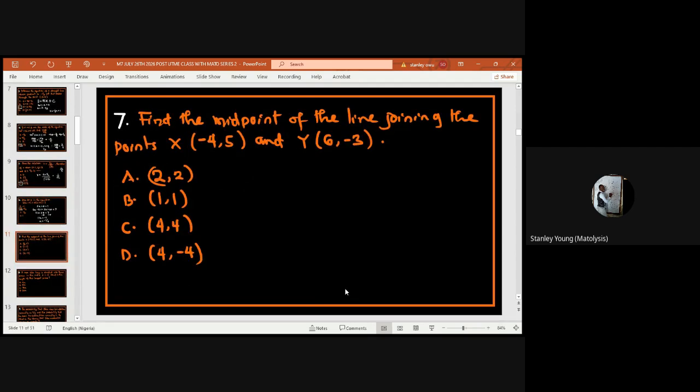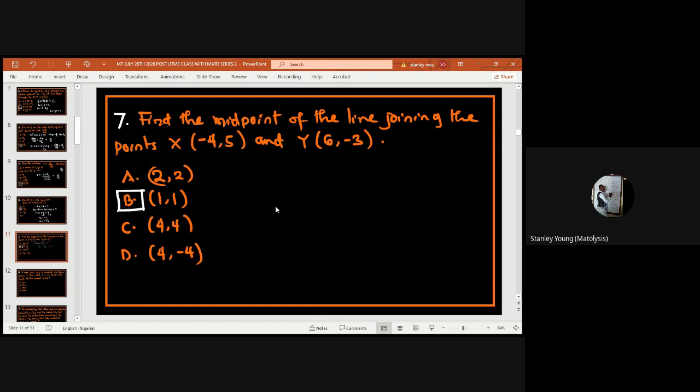Question 7 says find the midpoint of the line joining those points. How do you get the midpoint of the line? As an example, just add these, divide by 2; add these, divide by 2. That would have been 2 over 2, that's also 2 over 2. That would have been 1, 1. Which is option B. That's how you solve the question as fast as possible.